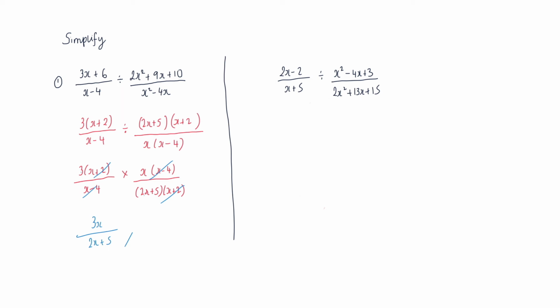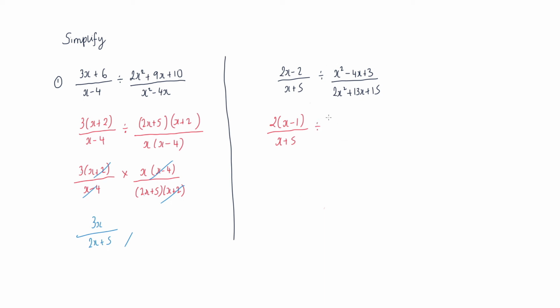Right, so let's go straight into this. We're going to factorize everything before doing any cutting or dividing, okay? So if we look at 2x minus 2, let's take 2 out. So if I take 2 out, I'll be left with x minus 1, over x plus 5, which stays the same because there's nothing I can do. Keep the division as it is for now.